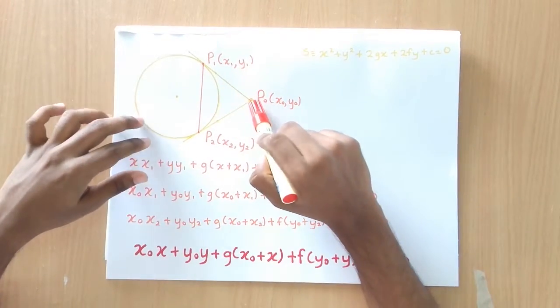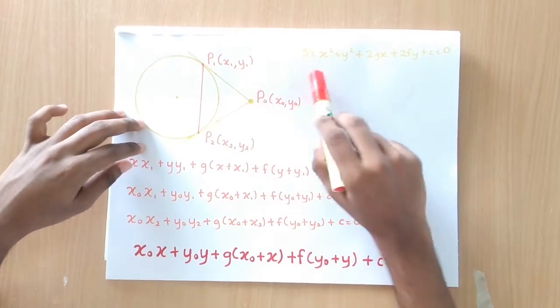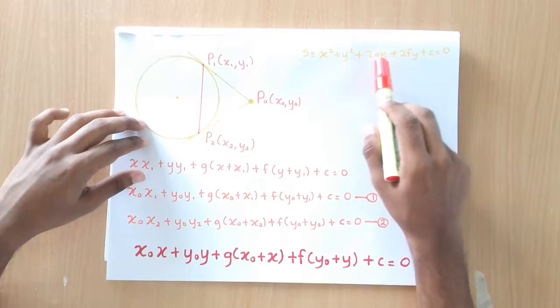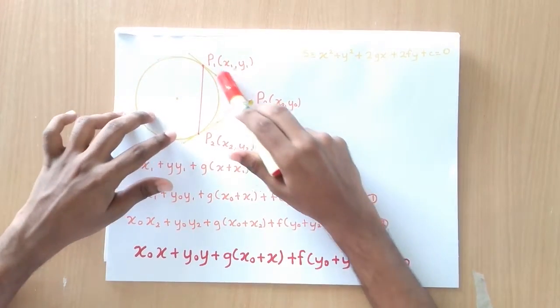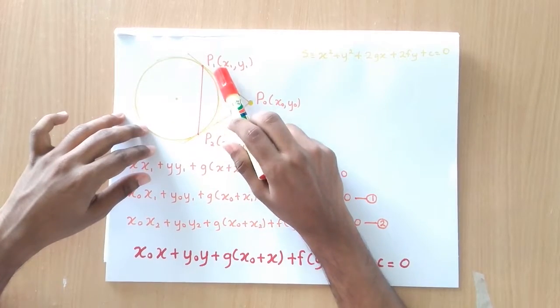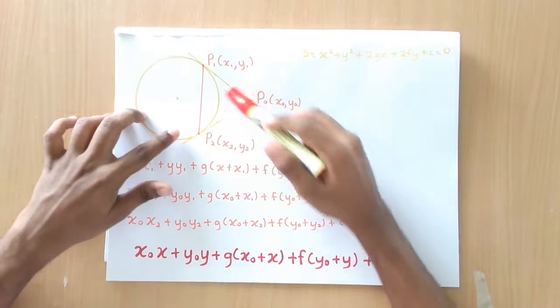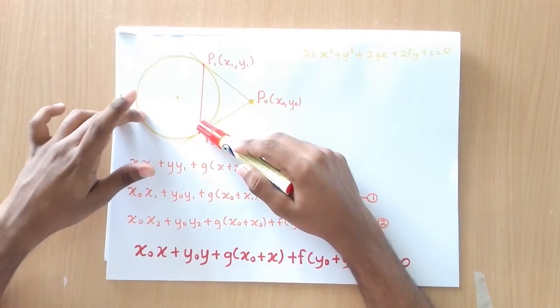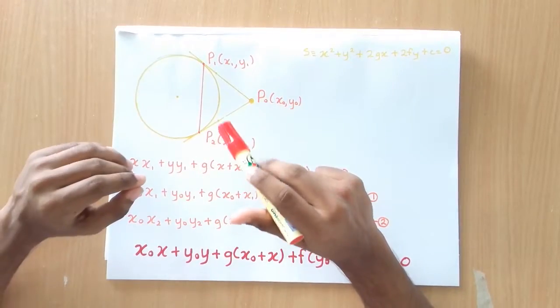Here we have two tangents drawn from a point P0 (x0, y0) to a circle x squared plus y squared plus 2gx plus 2fy plus c equals 0. The tangents touch the circle at the points P1 (x1, y1) and P2 (x2, y2). The chord that connects P1 and P2 is called the tangential chord or the chord of contact.